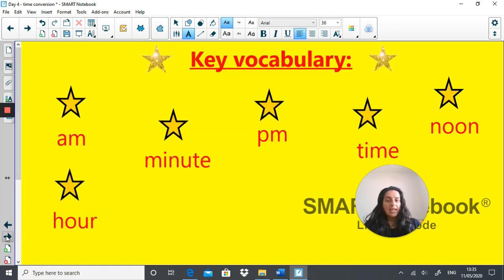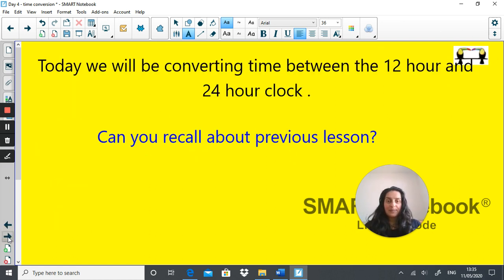So the key vocabulary today is AM, hour, minute, PM, time, and noon. All of these words we have been using a lot in the last week and a half. So hopefully you'll be familiar with them and you know what they mean. If not, we'll be using them throughout the lesson and you can refresh your memories. Okay, so today we'll be converting between the 12-hour clock and the 24-hour clock. Now, I want you to try and recall, just write down what you learned yesterday, not over the week, just yesterday, about converting the 12-hour clock and the 24-hour clock. Jot it down or tell your parent or carer or just think about it in your head.